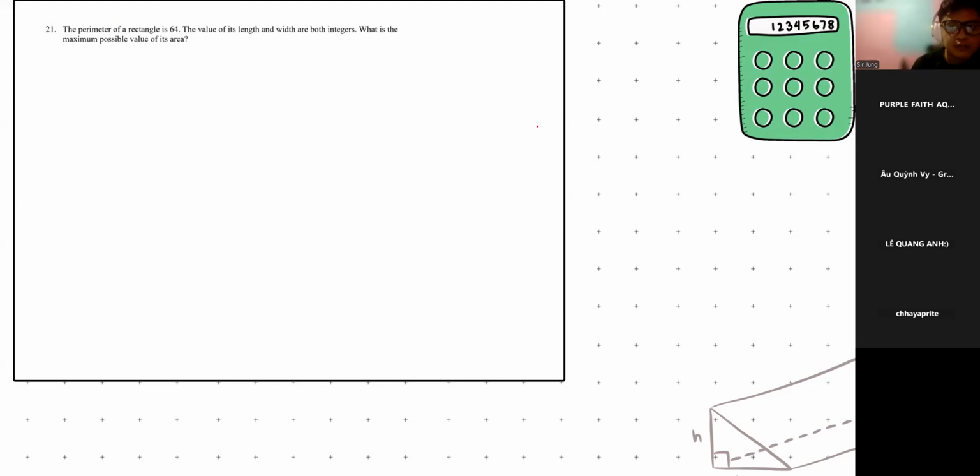Number 21. The perimeter of a rectangle is 64. The values of its length and width are both integers. What is the maximum possible value of its area?